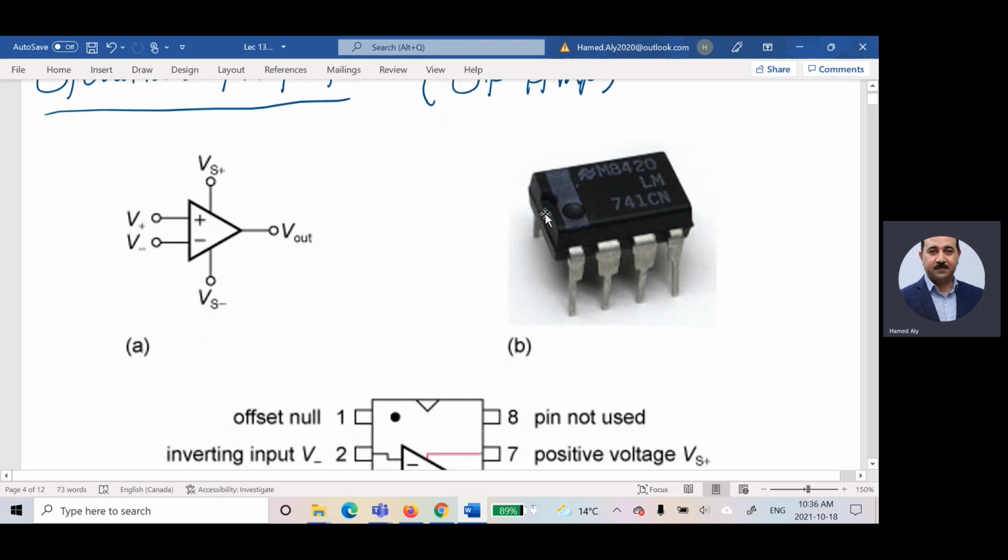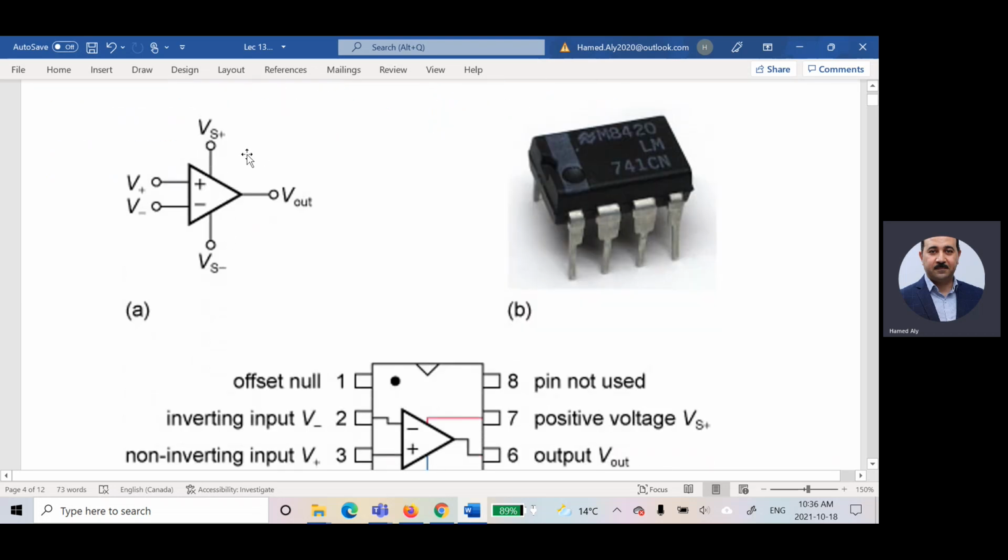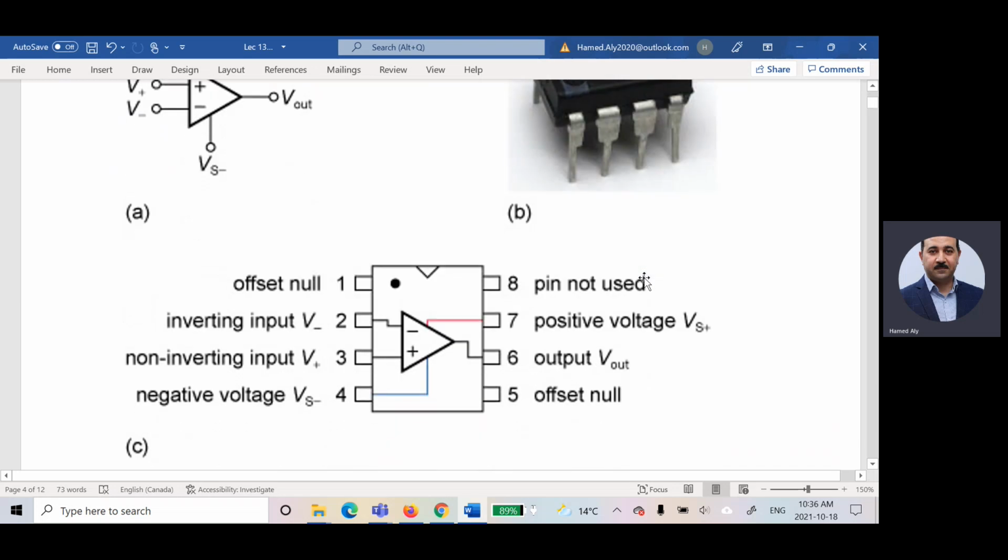In the previous class, I told you that this is the symbol for the operational amplifier. We are dealing only with pin 2, pin 3, pin 4, pin 7, and pin 6. Pin 7 and 4 are connected to the power supply. Pin 7 is connected to V positive and pin 4 is connected to V negative. These 2 pins prepare our operational amplifier to start working.